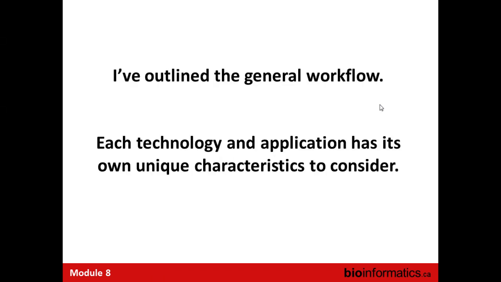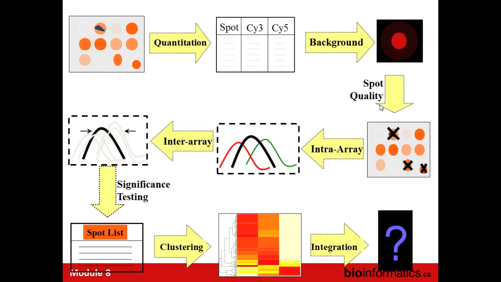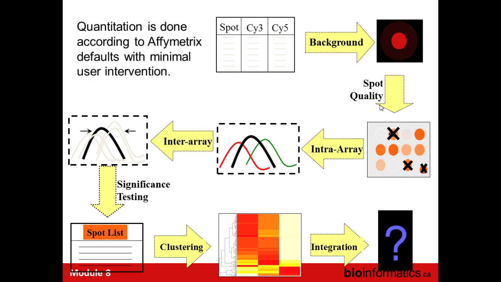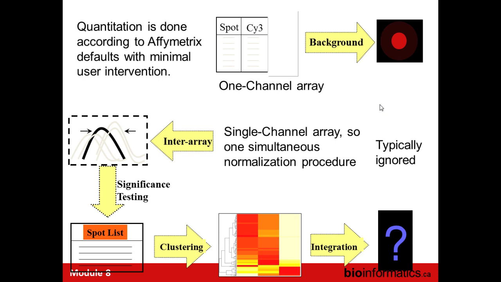So I said that there's some technology-specific characteristics. Let's talk quickly about an Affymetrix-specific workflow. Here's our generic workflow. In Affymetrix, we're going to ignore quantitation because it's the Affymetrix default. It's a one-channel array, so there's no size 5. Of course, we all ignore spot quality because we have no idea what to do. It's a single-channel array. We're going to do intra and inter-array normalization in one step. That doesn't mean that they're being ignored. We just do them simultaneously.